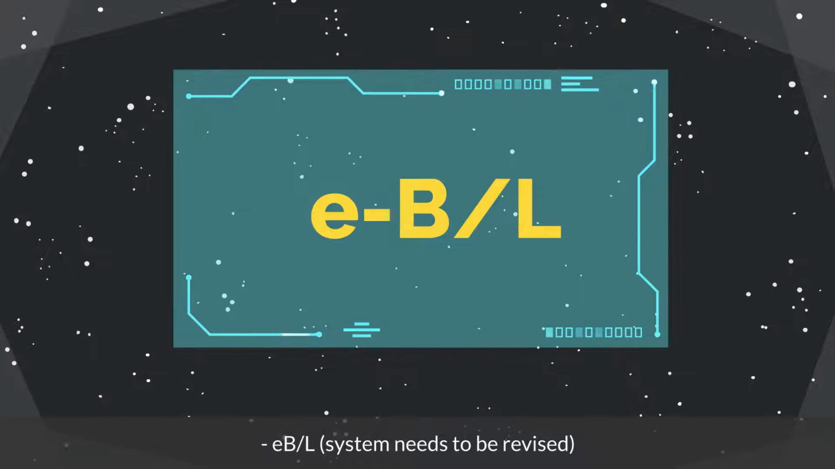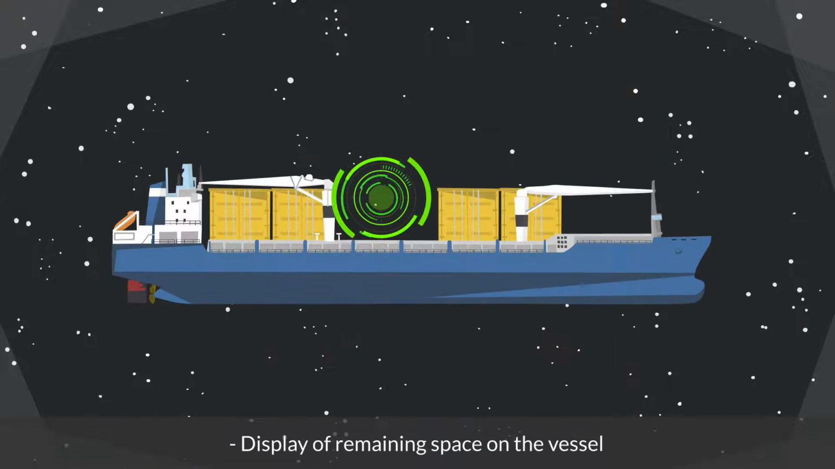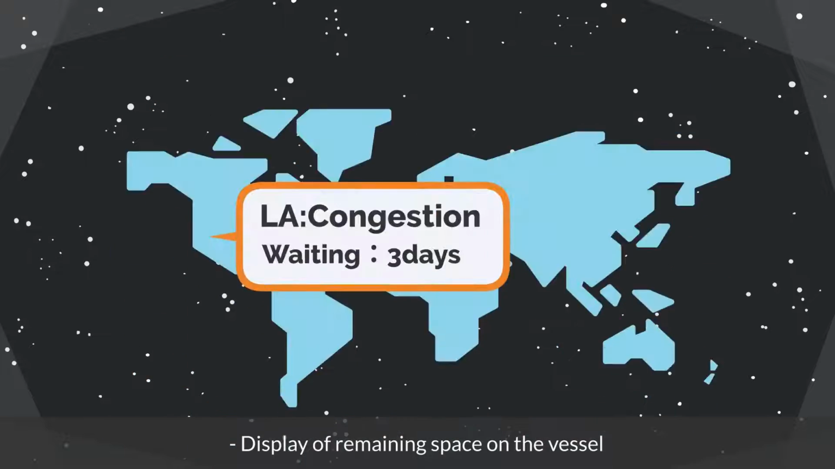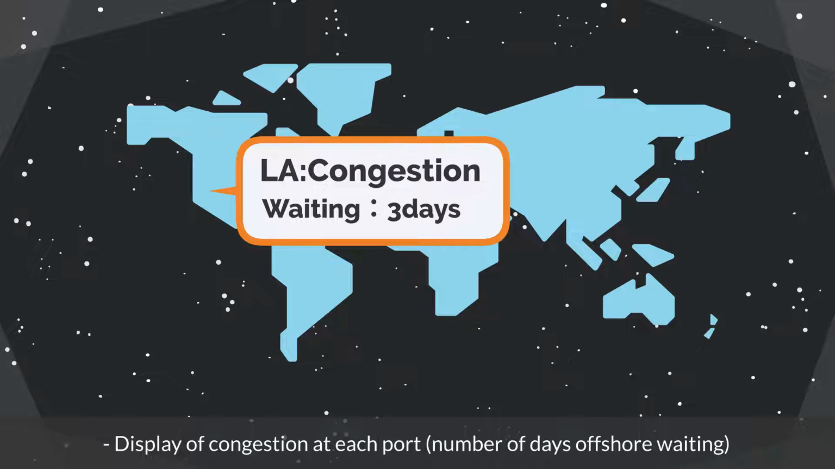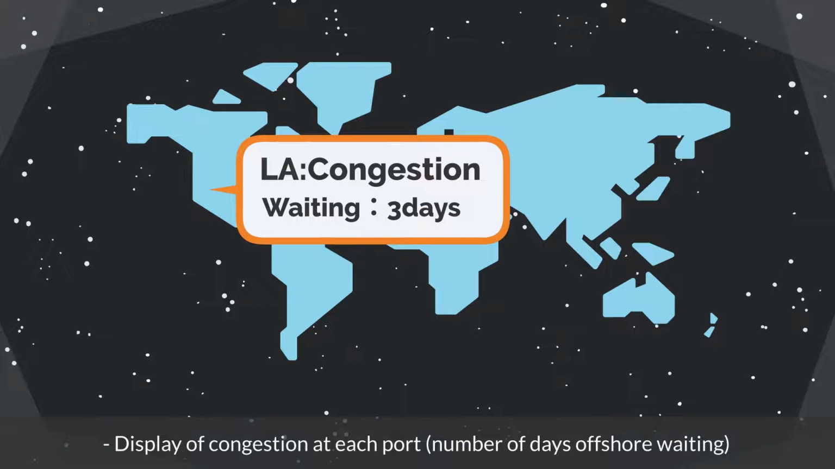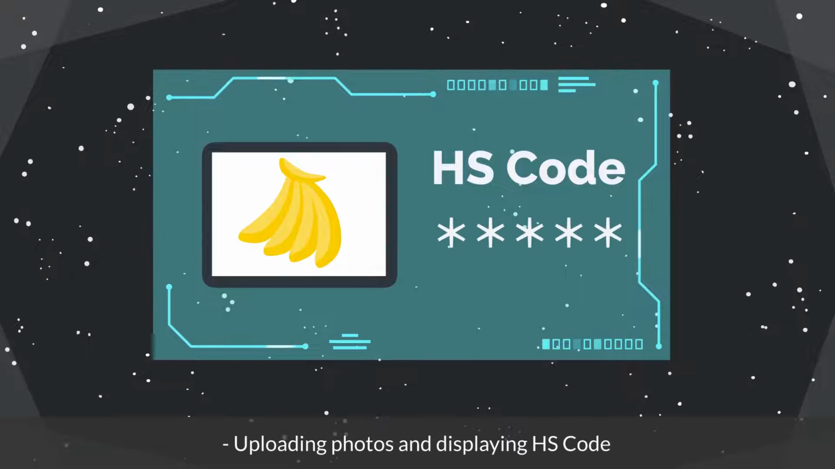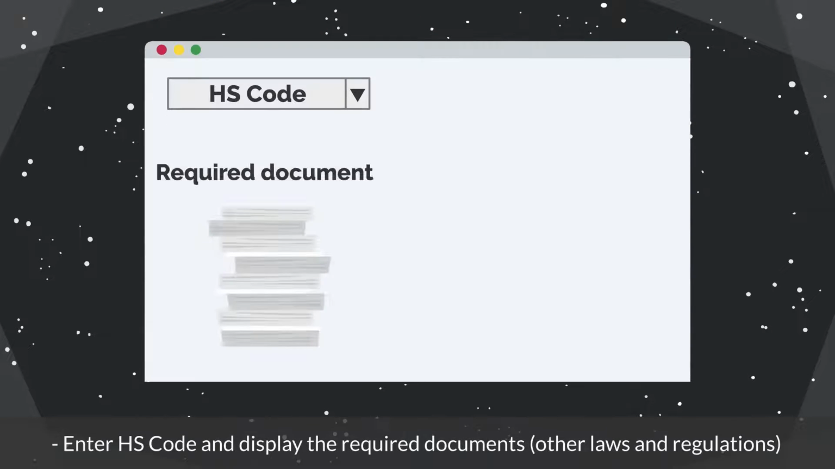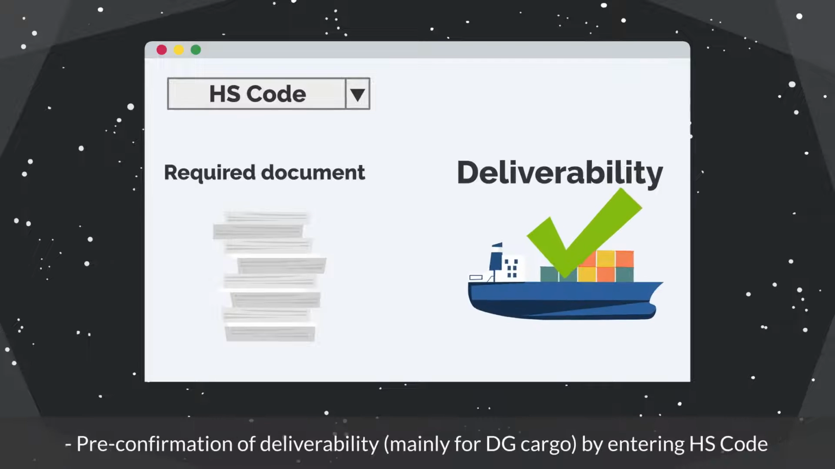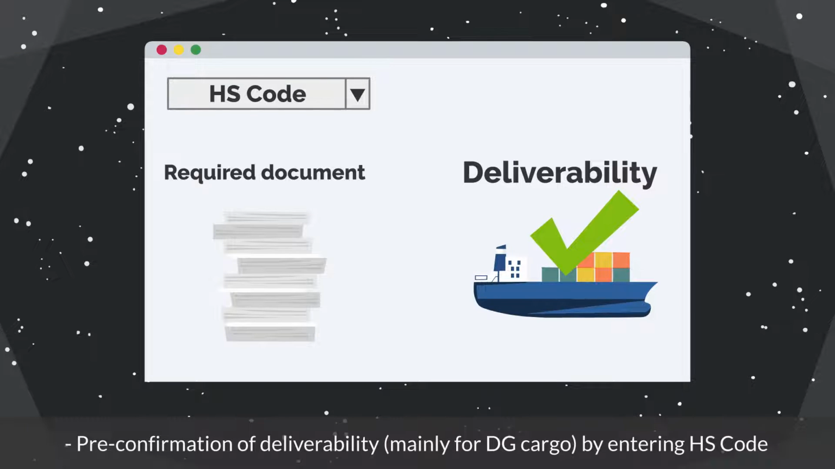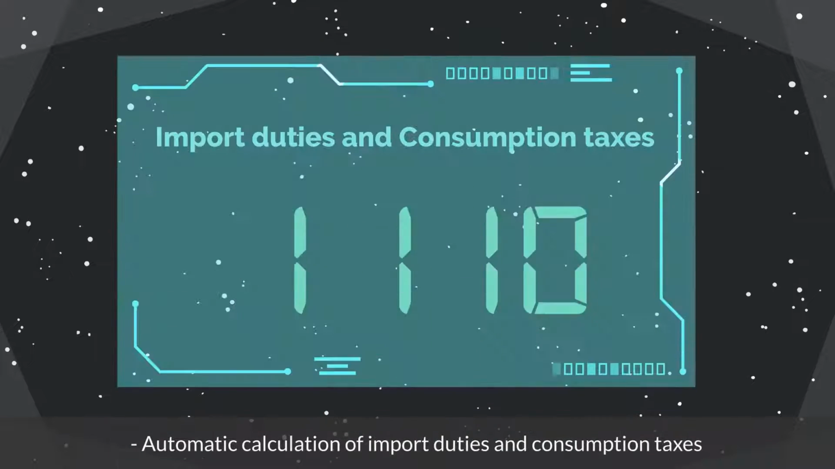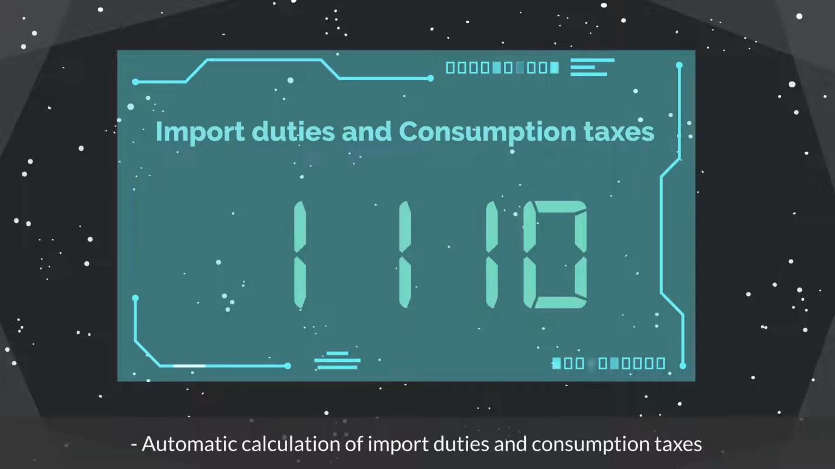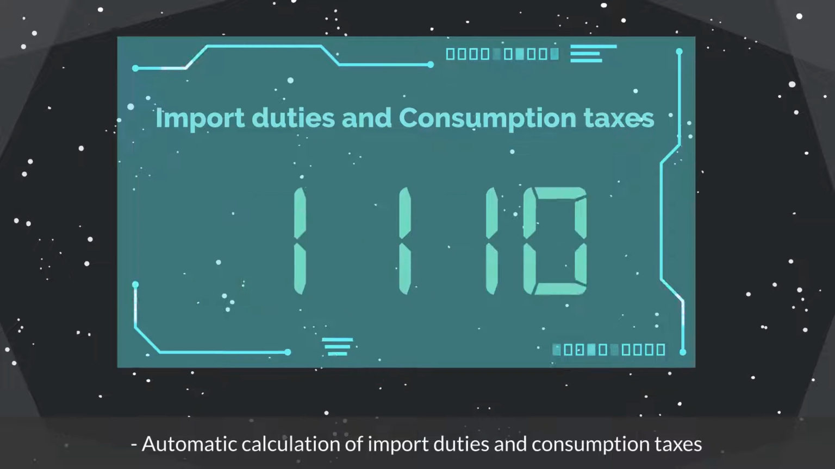EBL, system needs to be revised. Display of remaining space on the vessel. Display of congestion at each port, number of days offshore waiting. Uploading photos and displaying HS code. Enter HS code and display the required documents, other laws and regulations. Pre-confirmation of deliverability, mainly for DG cargo, by entering HS code. Automatic calculation of import duties and consumption taxes.